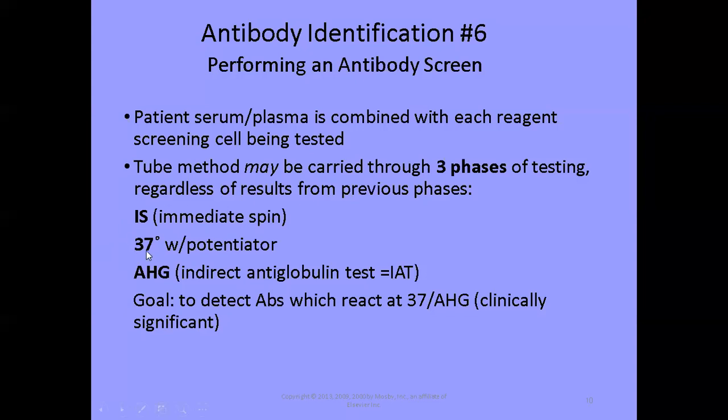So what we're going to do next, we're going to add a drop or two of a potentiator. So maybe you recall LISS, bovine serum albumin, PEG. These are potentiators that enhance reactions. And so we're going to add 2 drops to each of my 2 tubes, and then I'm going to incubate those tubes at 37 degrees for a minimum of 15 minutes.